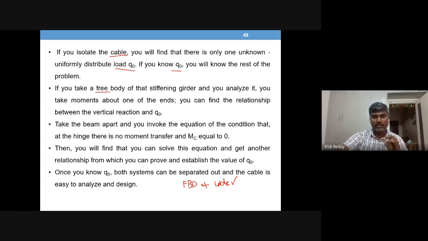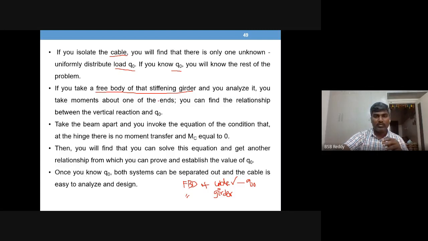Right, then you take the free body diagram of the stiffening girder and analyze it. How do you proceed for the stiffening girder free body diagram? Once you draw the free body diagram of the cable, you will know that Q naught is unknown. Then you take the free body diagram of the girder. Now you will have the girder with the applied loads, the support reactions, and the load value Q naught also presented in the girder, right?